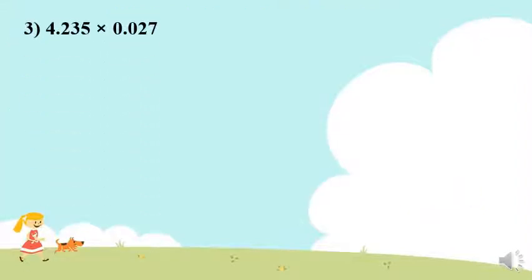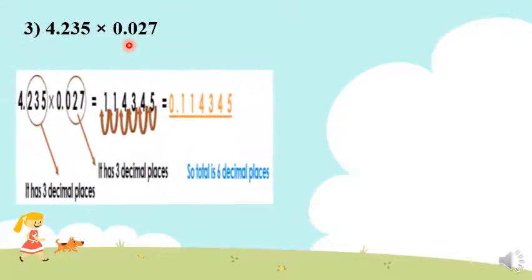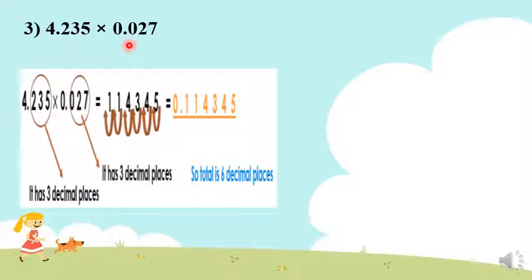Part 3. What if we have these two numbers? These two numbers are similar to the previous numbers, but here we have two decimal numbers. We are multiplying two decimal numbers, so we will get the same product, but the difference is that we have to know how to put the decimal point. Look, in the first number we have three decimal places. In the second number we have also three decimal places. So the total, how many decimal places do we have? Here three, here three. So the total decimal places are 6.